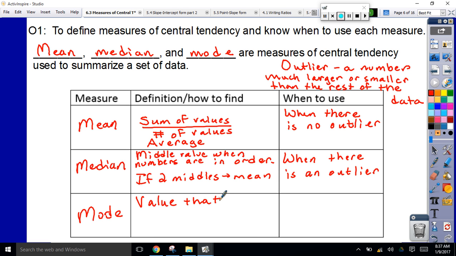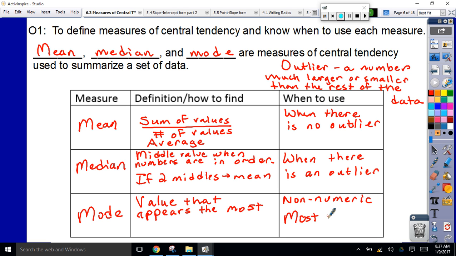The mode doesn't actually even have to be a number. We could be talking about ice cream flavors and we could pick the mode. Like, say most people liked chocolate, that appeared on the list the most, that would be the mode. So we'll say the value that appears the most. And as I just said, it can be used when it's non-numeric. So if we have non-numeric data, the mode would be a good representation. Also, if we're trying to find the most popular or the most common, we would use the mode.